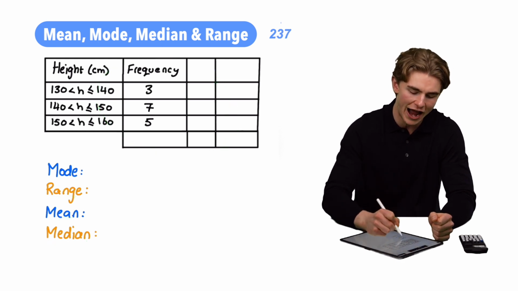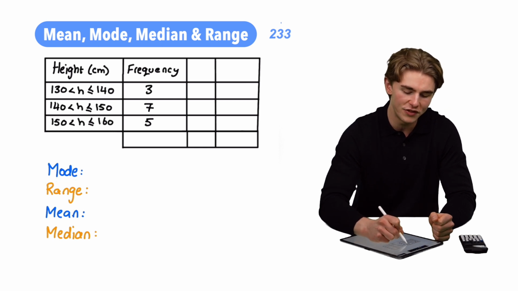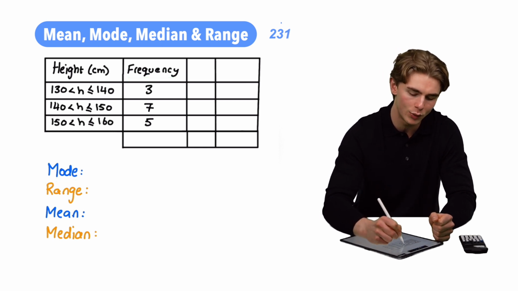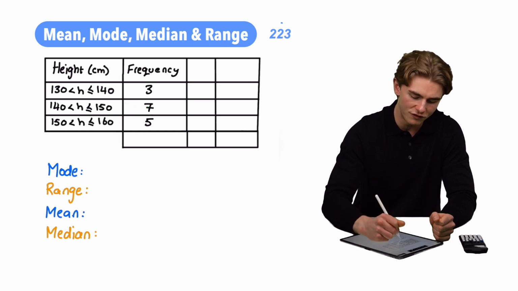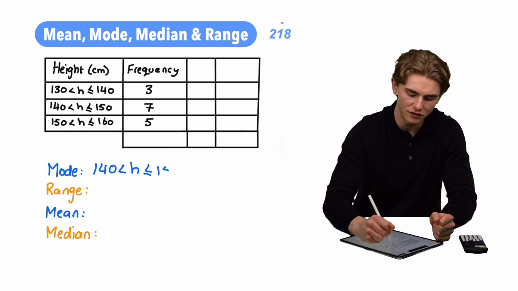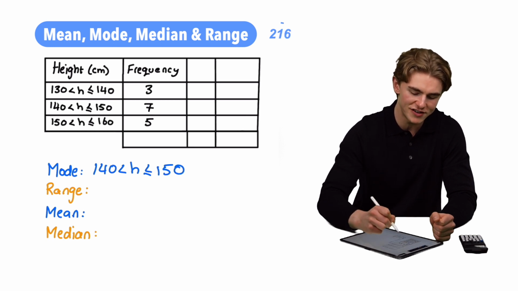What do we reckon? First of all, our mode, guys. The mode is going to be our most occurring, so it's going to be the one with the highest frequency. We can see here that our frequencies are 3, 7, and 5, so our modal class group is going to be the one which goes with our frequency of 7. It's the group where 140 is less than our height, which is less than or equal to 150. So that is our mode done. It's going to be that group there.